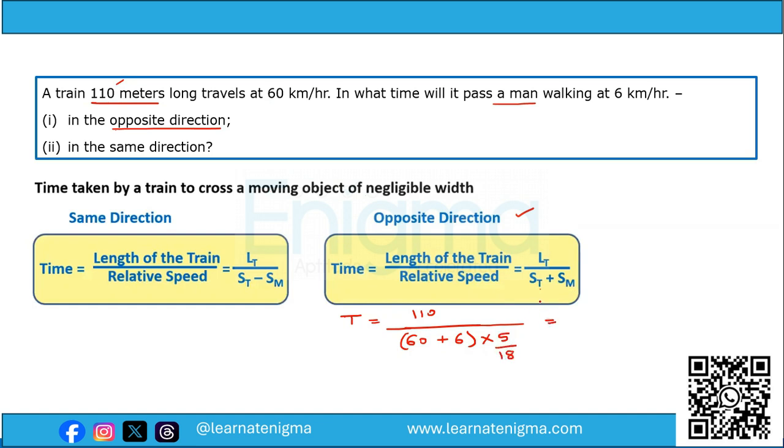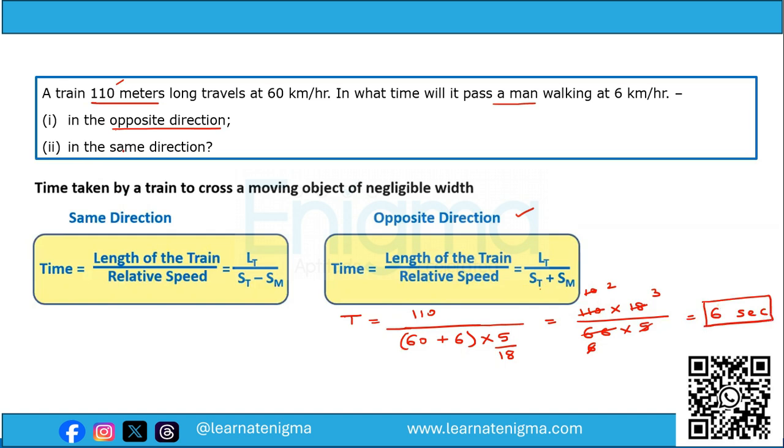So 18 will go up. So you'll have your 110 into 18 divided by 66 into 5. So 11 into 6, 11 into 10, 6 threes are 18, 5 twos are 10. So the time will be 2 threes are 6 seconds.